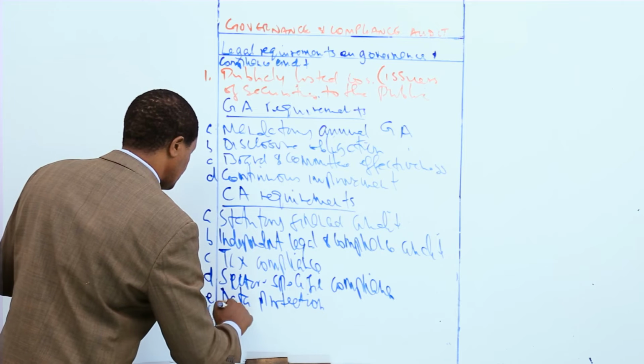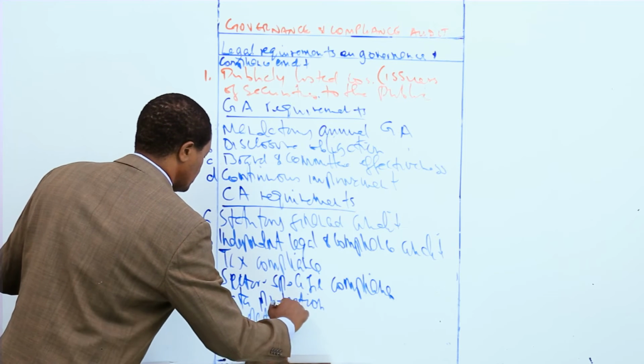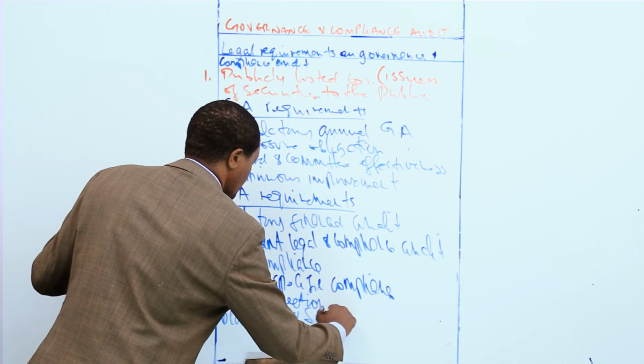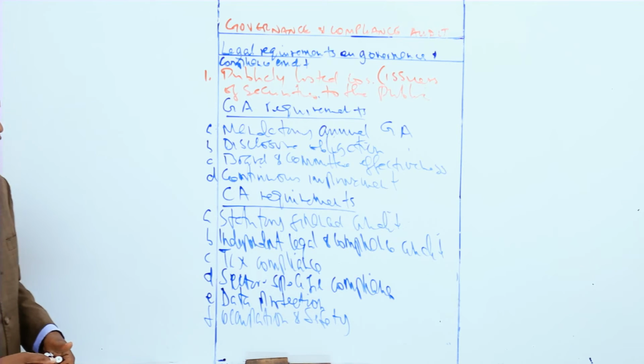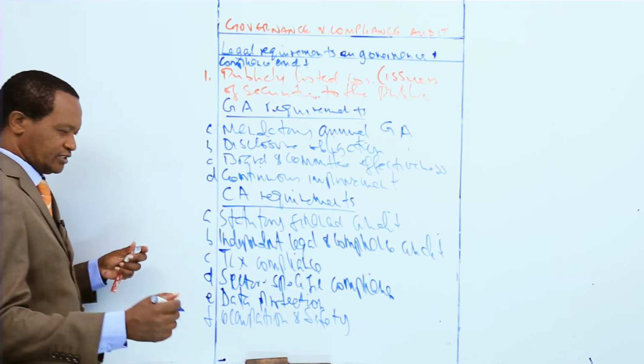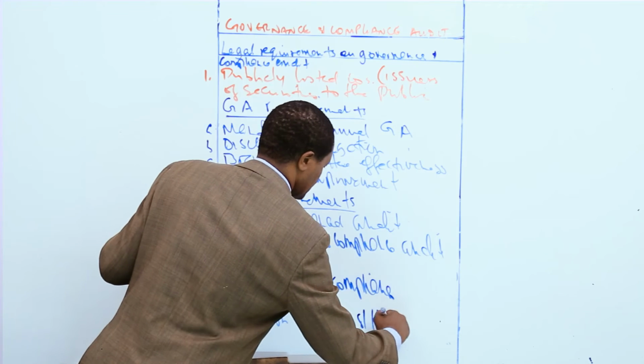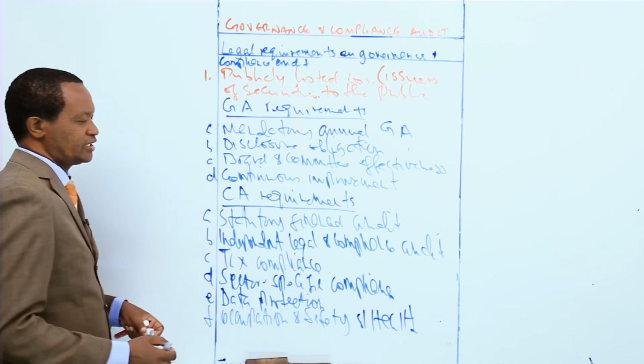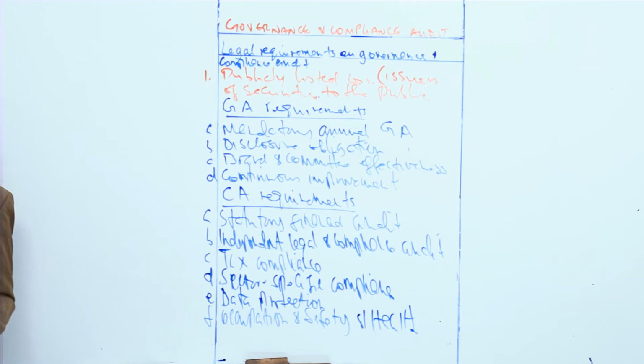Occupational safety and health. We also have another requirement in regard to occupational safety and health. Companies are required to comply with the Occupational Safety and Health Act, including mandatory annual safety audits by registered safety and health advisors.